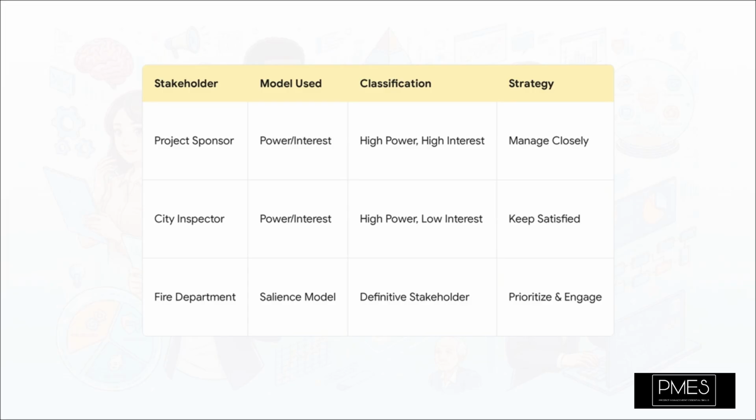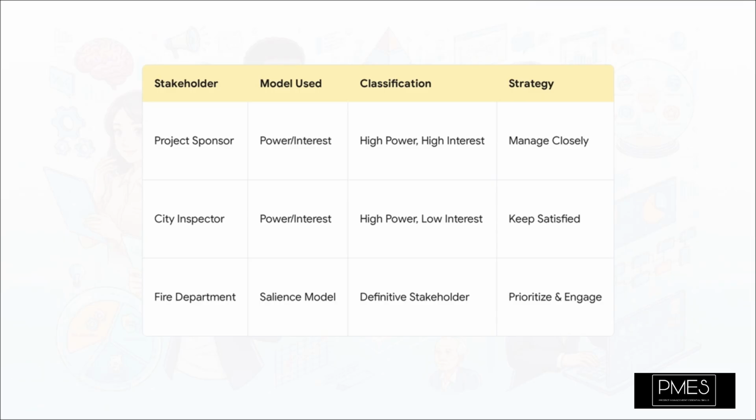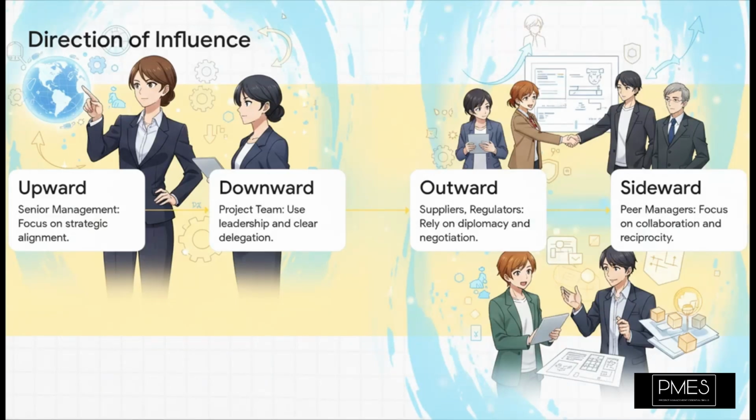Notice how the project sponsor gets those weekly deep dive briefings. Why? Because they're in that Manage Closely box. But the city inspector, we are not bothering them with weekly updates. Nope, we just make sure our permit paperwork is absolutely perfect to keep them satisfied. And the fire department? They become a definitive stakeholder, but only during a very specific phase, like final safety checks. This shows how you can and should use different models for different people, or even for the same person at different points in time.